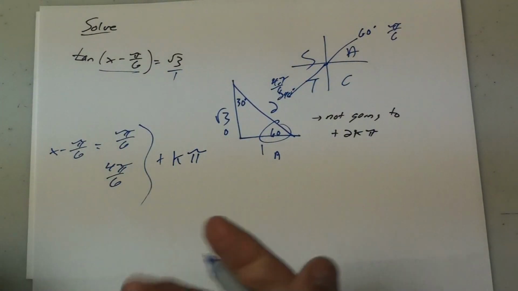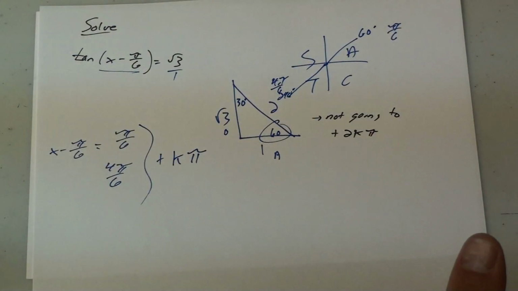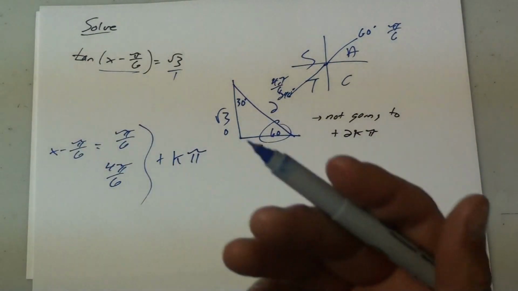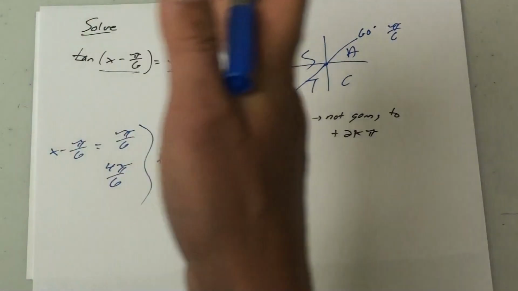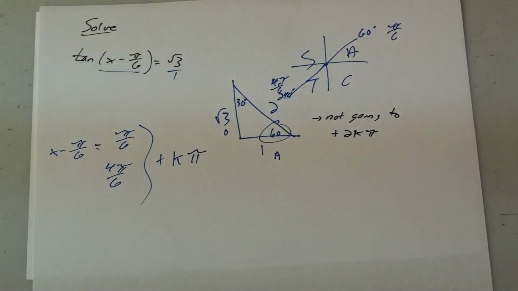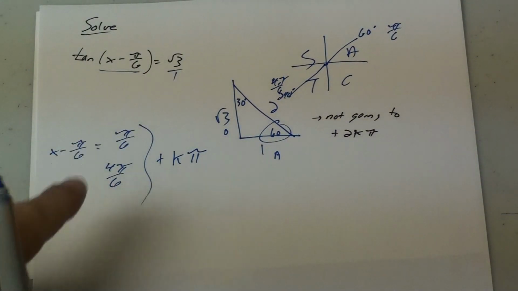Here I have an undefined domain, so I can just leave it as that. But if it was a defined domain, I'd have to add in different pi values, adding every 180 degrees to see if there are more possible answers. I haven't got x by itself. I got the angle by itself, but I haven't got x by itself.